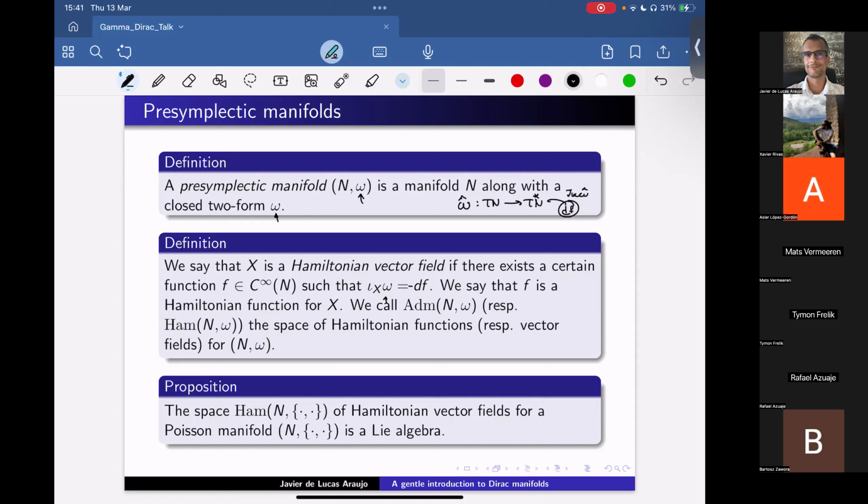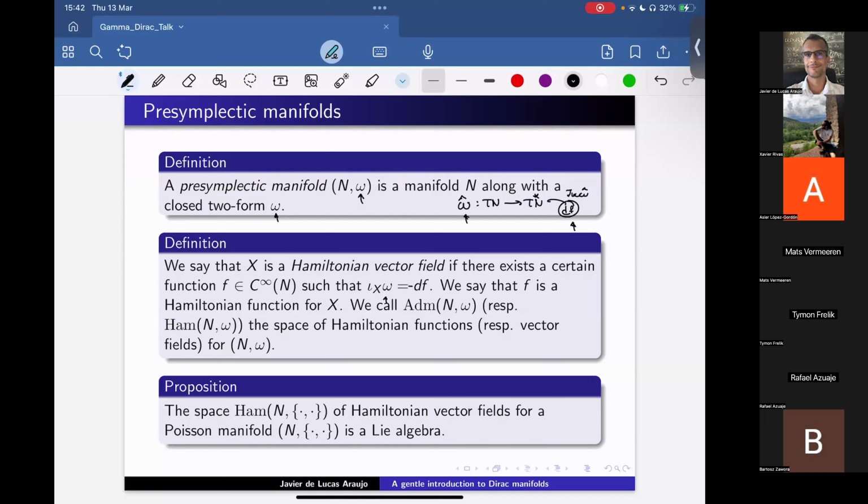For Poisson, you remember that every function has a Hamiltonian vector field, but it may happen that a non-zero function will have a zero Hamiltonian vector field. In presymplectic geometry, it happens that a function will not have any Hamiltonian vector field. On the other hand, if you have a function and it has a Hamiltonian vector field, the Hamiltonian vector field doesn't need to be unique because omega is degenerate. So in Poisson geometry, given the function, the Hamiltonian vector field is unique.